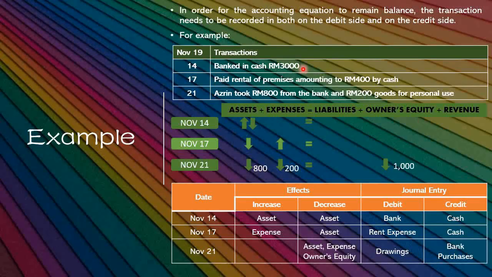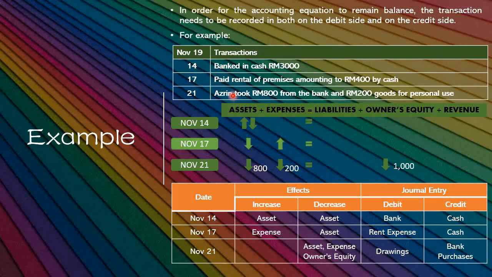So let's look at some examples. I've taken this from our previous slide. If you still recall, the effect of the transaction itself: in order for the accounting equation to remain balanced, the transaction needs to be recorded on both the debit side and the credit side. So let's take the example of the three transactions we did in the previous slide.